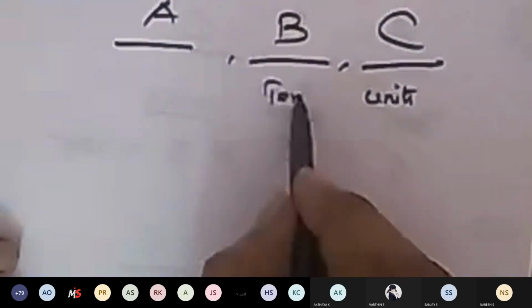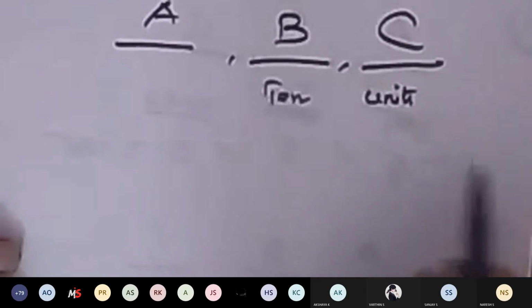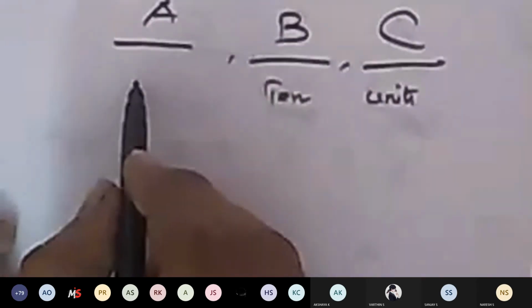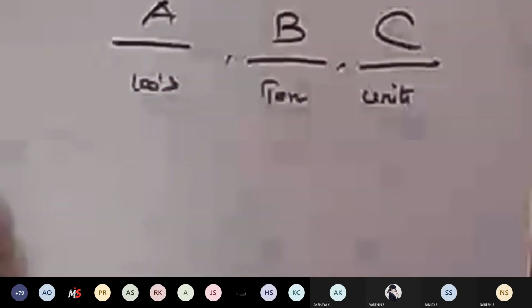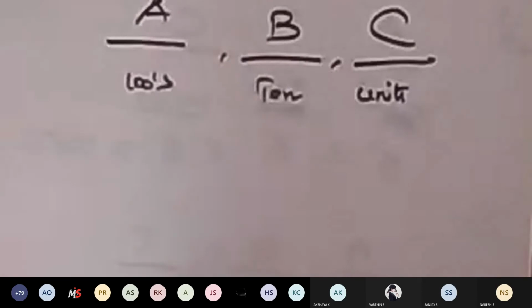Units, then tens, then hundreds space. Okay. 3-digit number. Repetition is allowed. But the question is 3-digit even number. That is important here.